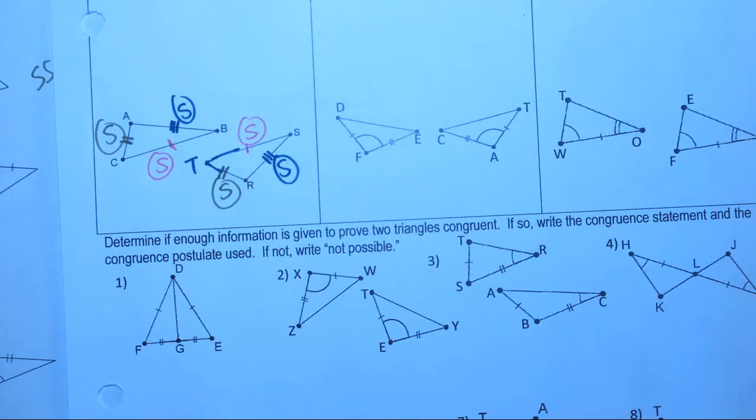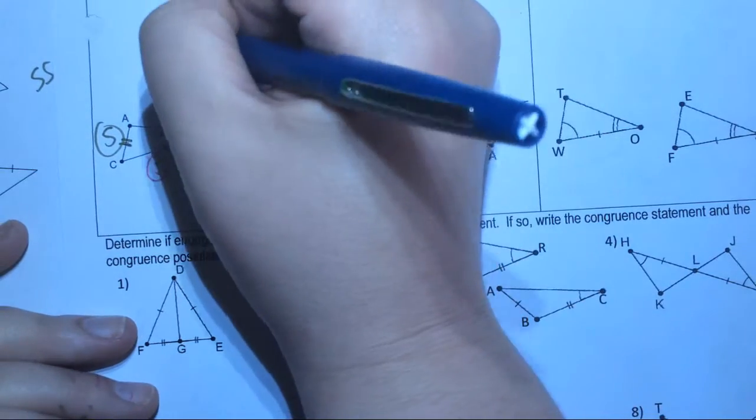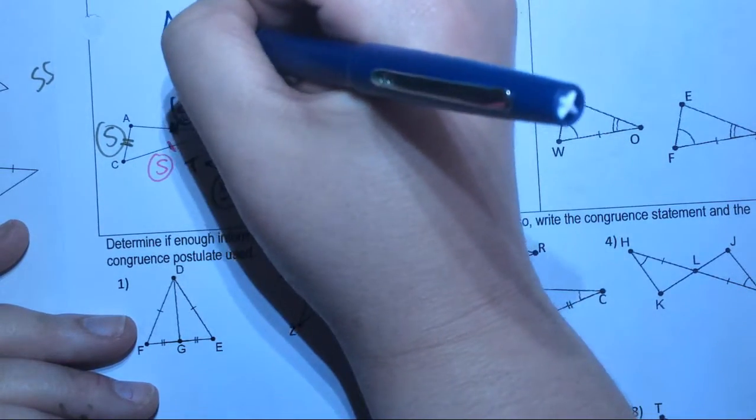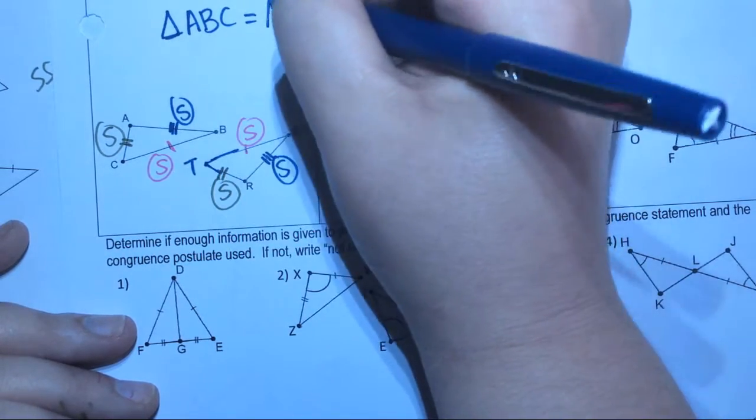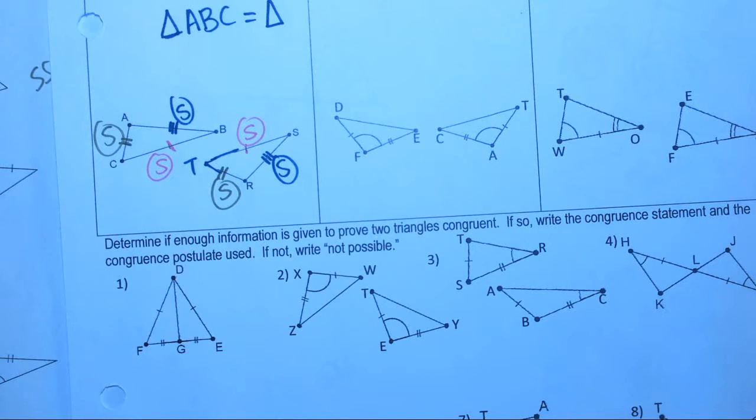Now we have to write a congruence statement, like triangle ABC is congruent to triangle, and then we have to think it through with our letters.